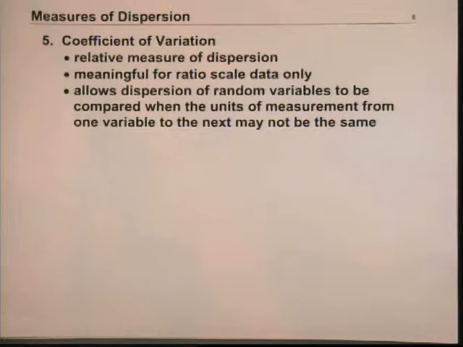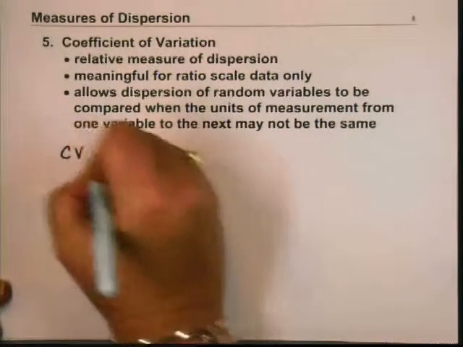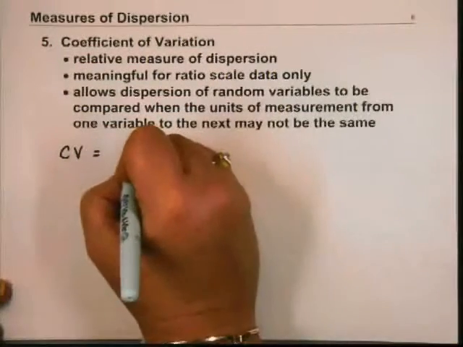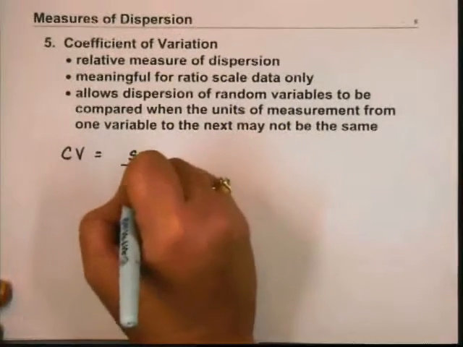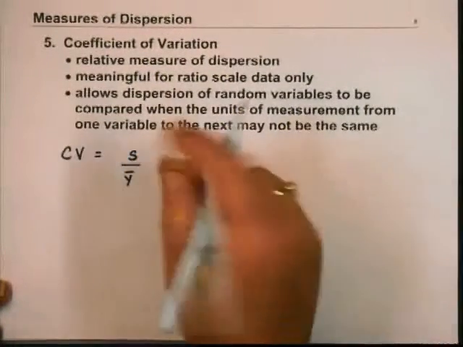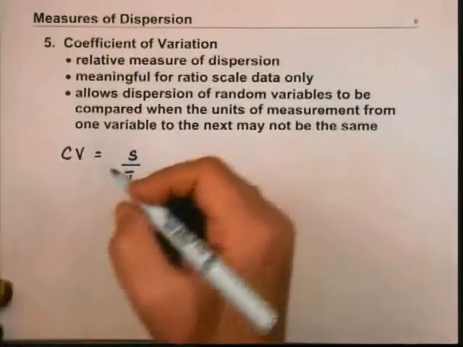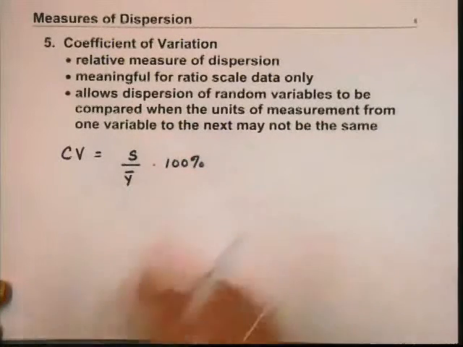It allows for the dispersion of random variables to be compared when units of measurement from one variable to the next may not be the same. All right. How we compute CV. What that means by relative measure of dispersion is it takes the measure of dispersion, sample standard deviation, and divides it by sample mean y bar. All right, so it's units divided by units. So CV is a unitless measure, and it's usually reported as a percent. So we'll multiply by 100%.